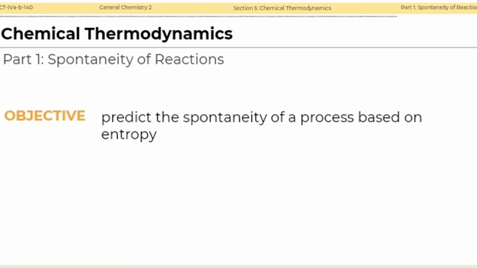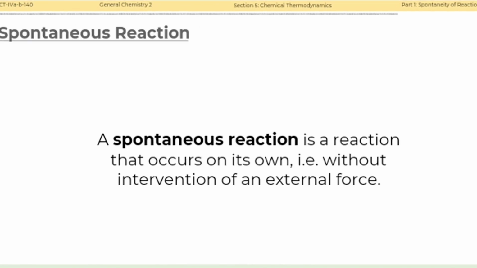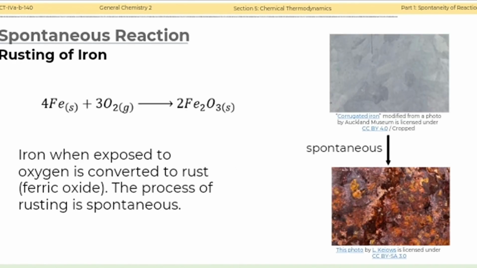In this lesson, we will predict the spontaneity of a process based on entropy. A spontaneous reaction is a reaction that occurs on its own, that is, without intervention of an external force. Iron, when exposed to oxygen, is converted to rust, or what we call ferric oxide. The process of rusting is spontaneous.